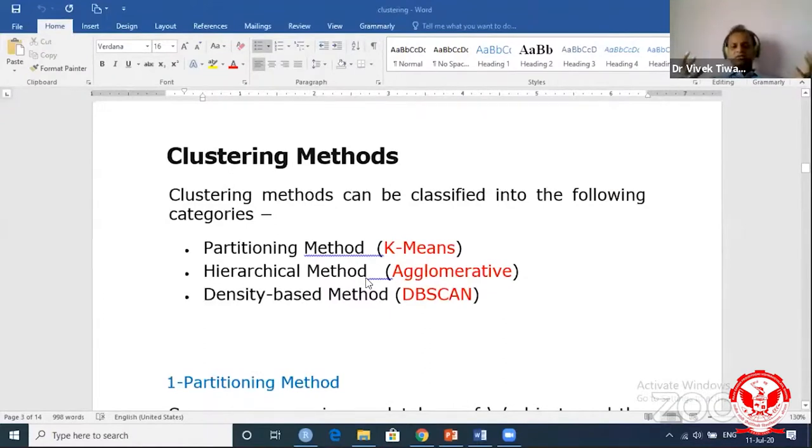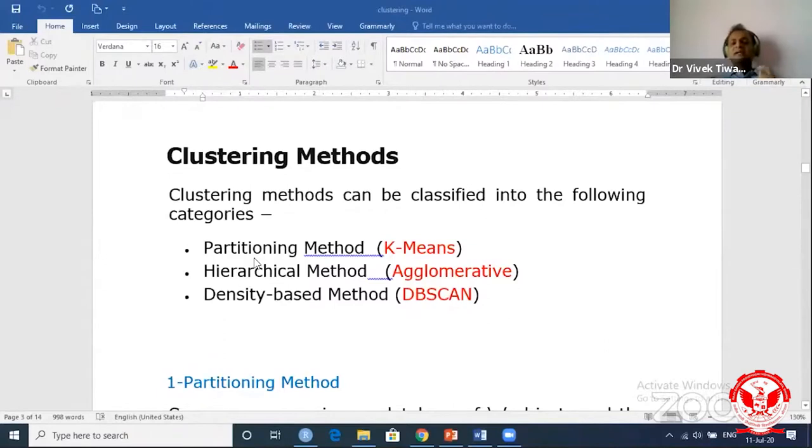Clustering is an umbrella, or clustering is a branch. Under that clustering, so many categories are there. Like on the screen, you can see there are three subcategories under clustering: partitioning based clustering, hierarchical based clustering, and density based clustering. There are other methods also, like rule based clustering, and I try to recall, grid-based clustering. So there are many subcategories under clustering. The most famous subcategories of the clustering methods I have listed over here.